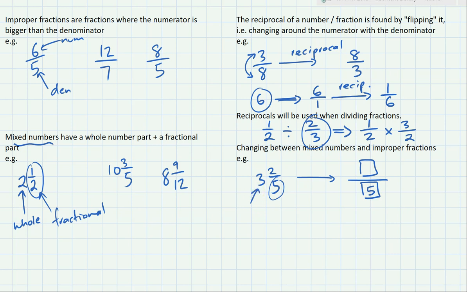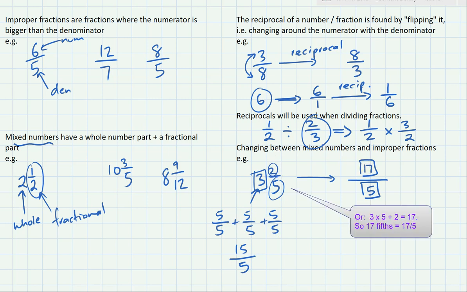That 3 means 3 wholes, so in one whole you have 5/5. So we've actually got 3 wholes, so that means we've actually got 5, 10, 15. We've actually got 15/5 in that 3 wholes there. So 15/5 plus the 2/5 will give us 17/5 altogether.